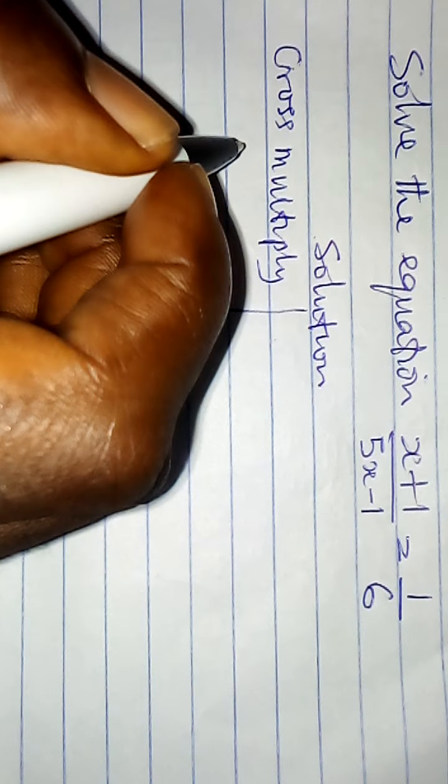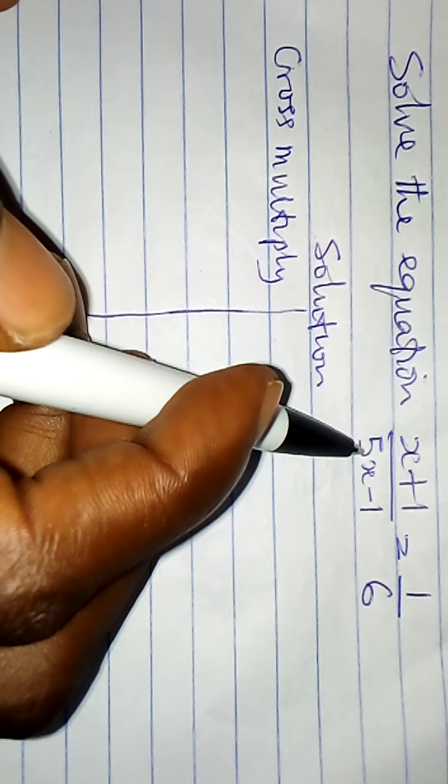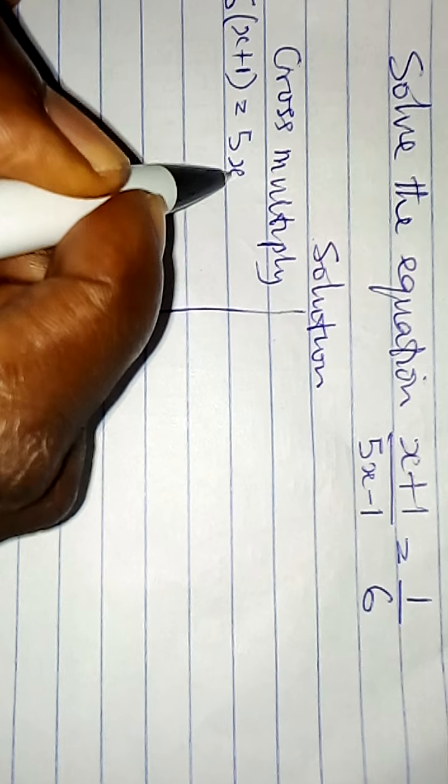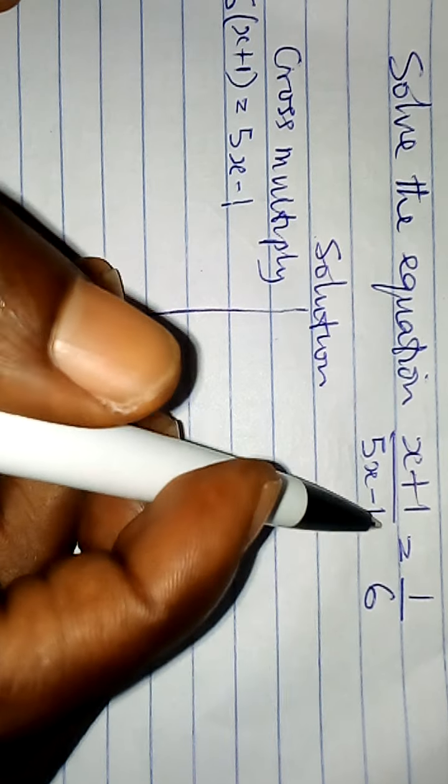If we do that, it means that 6 will multiply this and 5x minus 1 will multiply this. So let us write 6 into x plus 1 is equal to 5x minus 1, because if this is to multiply this, it will still give you 5x minus 1.